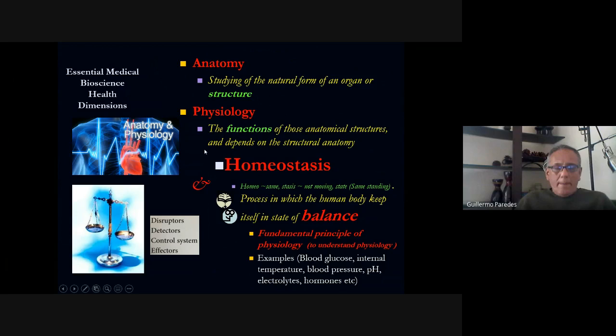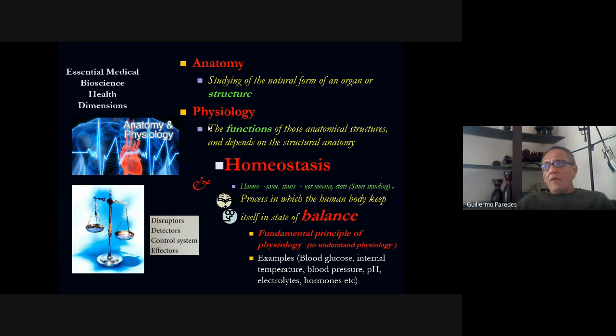Homeostasis is going to be the relationship between the two. For example, you need to grow. Who knows that? The nervous system. So what is it going to do? It's going to release the growth hormone, and you're going to grow.